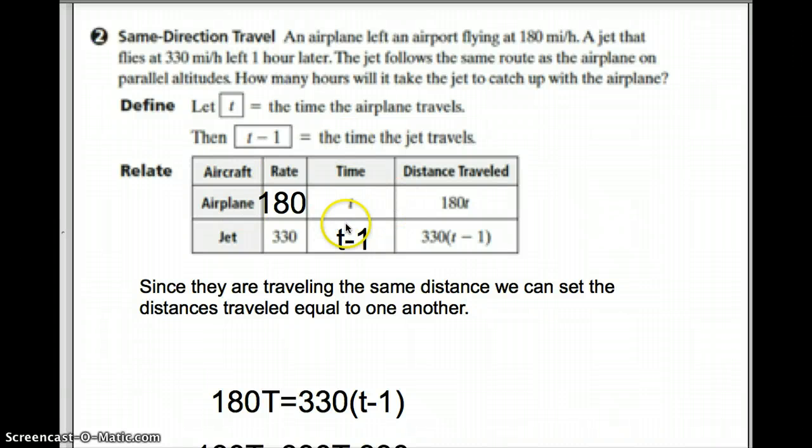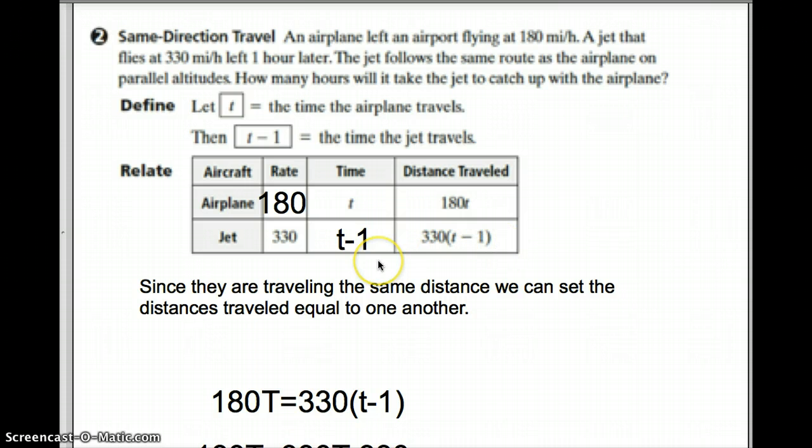So I'm filling in my table here. You can see here's my rate of my airplane. Here's the time. It's T. Rate times time. Multiply them together. That's going to give us our distance. Okay? Now, our jet. Here's our jet's rate, 330. Here's our jet's time, the T minus 1. So if we multiply those two together, and I notice I use parentheses, we get 330 times the quantity, T minus 1.